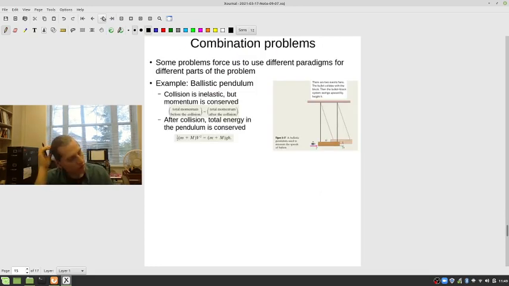Now, what I want to kind of preview for you, and I gave you quite a few problems on this, so the reason I mention this is that if you want to try to get your homework done, it's going to be good to take a look at this sort of thing. Some of these problems will use different sorts of ways of thinking about different parts of the problem. So here's an example of a ballistic pendulum. They use these to measure the speed of a bullet.